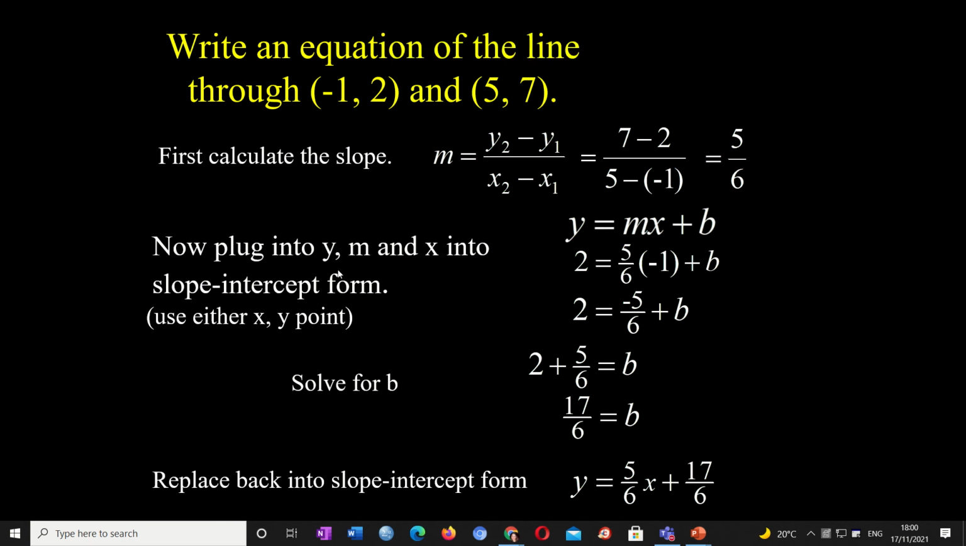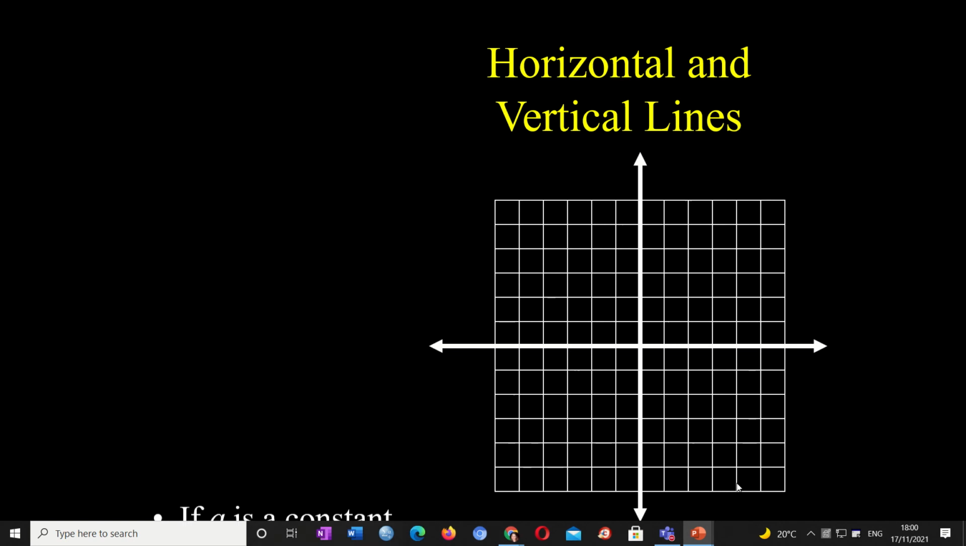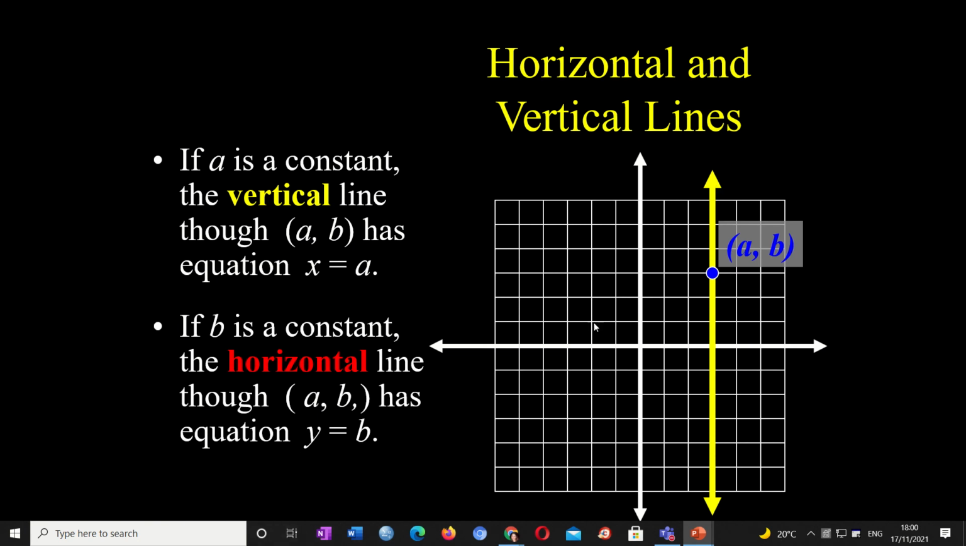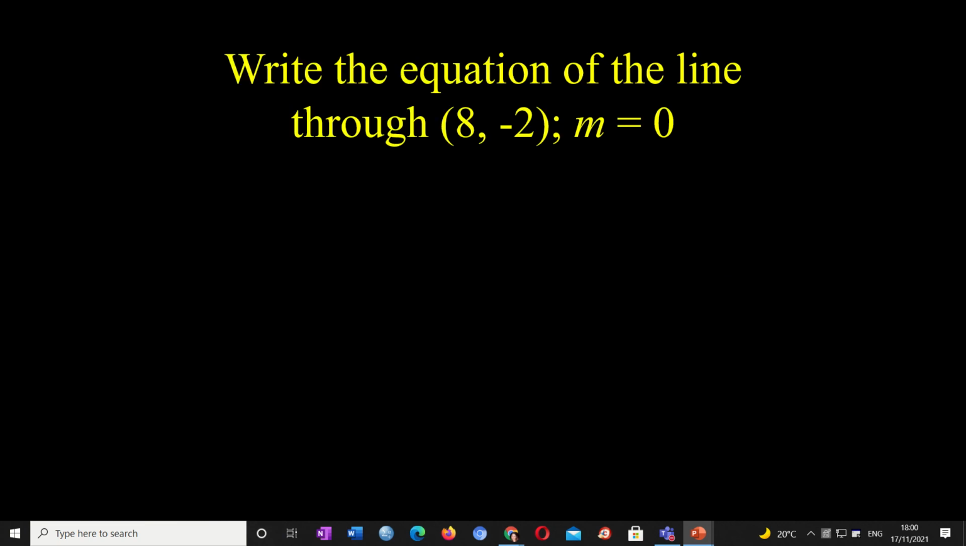Yes, okay, so let's continue from here. Here we see that this is m and b. Now, horizontal and vertical lines. If we have a horizontal line, the equation is y equals b. A vertical line is x equals a. So x equals a is a vertical line, and y equals b is a horizontal line. So here, write an equation of the line passing through these points.